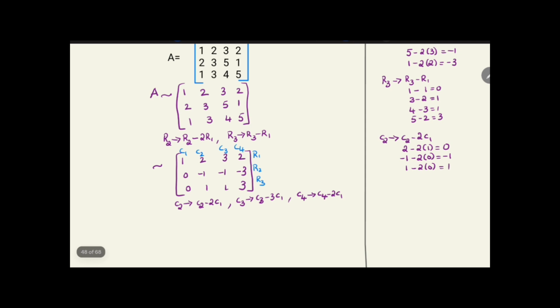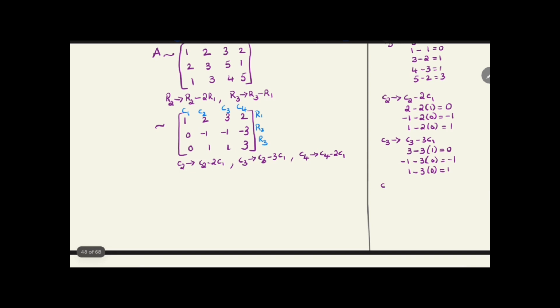Next, coming to the C3 operation, C3 implies C3 minus 3C1. What is the first element of C3? It is 3 minus 3 into the first element of C1, which is 1. So 3 minus 3 is 0. Next, what is the second element of C3? It is minus 1 minus 3 into 0. It is minus 1. Now, what is the third element of C3? 1 minus 3 into the third element of C1, which is 0. So 1 minus 0 is 1.